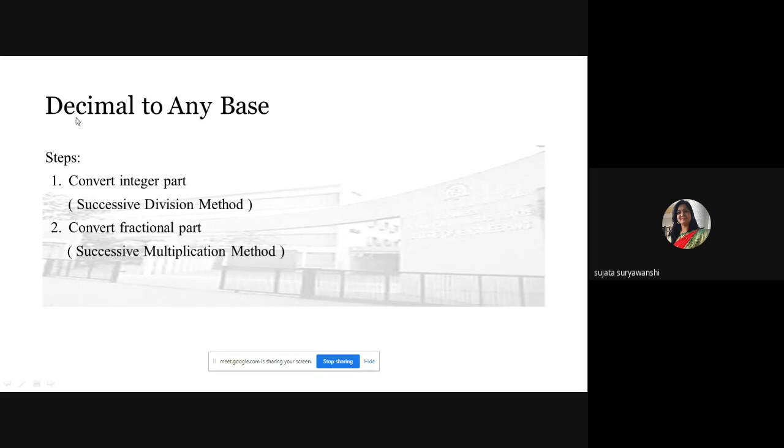Suppose we are considering a decimal number. A decimal number is made up of an integer part and a fractional part. Any number can have an integer part and a fractional part also. So there are two different procedures to convert the integer part and the fractional part. For integer part conversion, you have to use the successive division method, and for fractional part conversion, you have to use the successive multiplication method. Okay, so we'll see the first one.